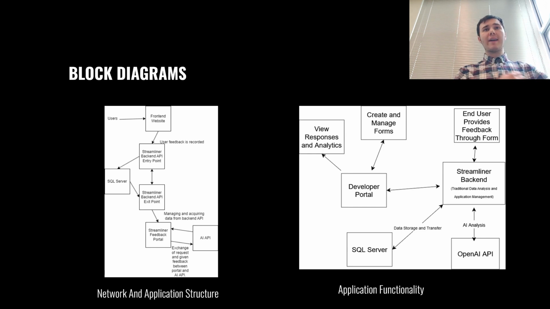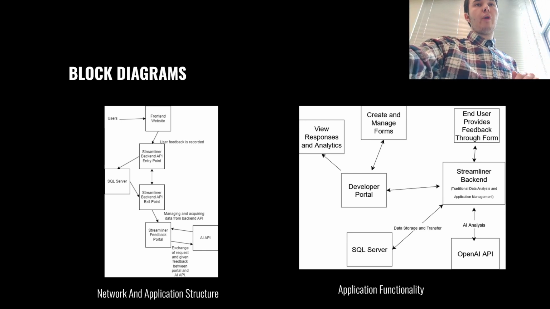Then you have the Streamliner feedback portal where end users will provide the feedback. So the people the client wants to survey, the ones they want information from, that's where that will come from. Then you have the Streamliner backend itself, which is where the client will work with the AI and do the same thing as the feedback portal previously. This is more of a view of what the backend actually looks like, and of course the communication to the OpenAI API for the discussion to occur.